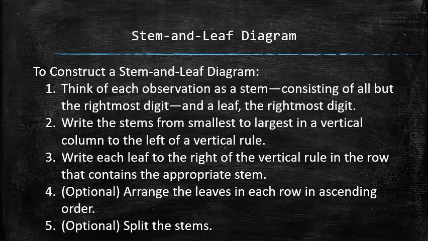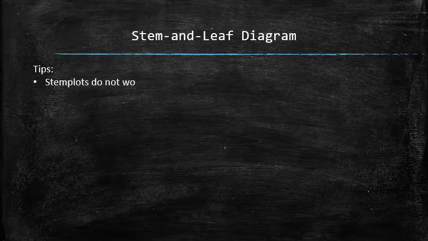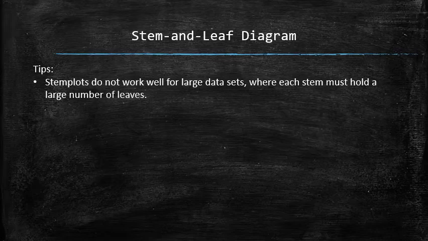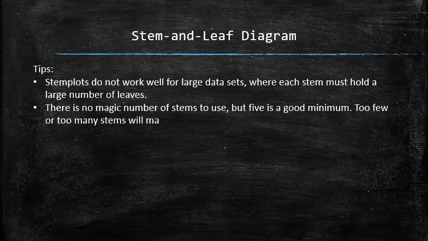This ingenious diagram is often easier to construct than either a frequency distribution or a histogram, and generally displays at least the same amount of information. Here are a few tips to consider before making a stem plot. Stem plots do not work well for large datasets, where each stem must hold a large number of leaves. There is no magic number of stems to use, but 5 is a good minimum. Too few or too many stems will make it difficult to see the distribution's shape.